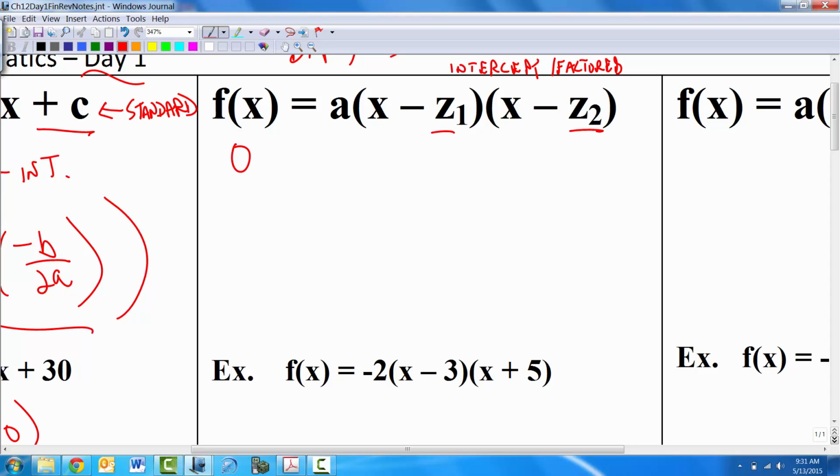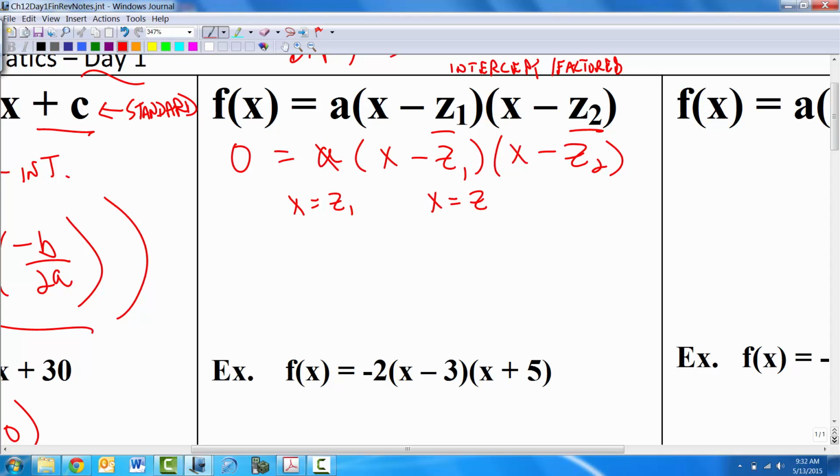See, when I do plug in 0 for y, my bad, then when you solve, this a becomes irrelevant. I'm sorry, I just crossed off the wrong thing. And then when you use the zero product property, you get x equals z1 and x equals z2. So when I plugged in 0 for y, I get z1 for x and z2 for x. Basically, the x-intercepts are staring you in the face.